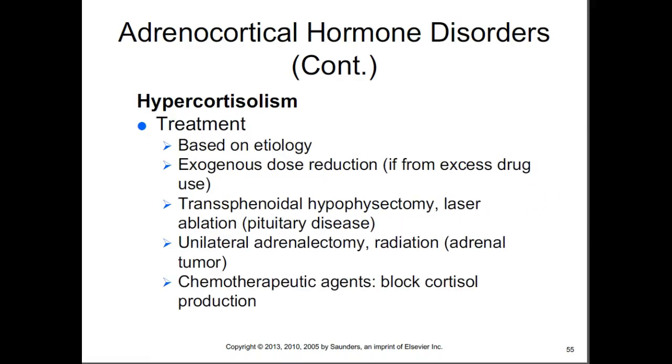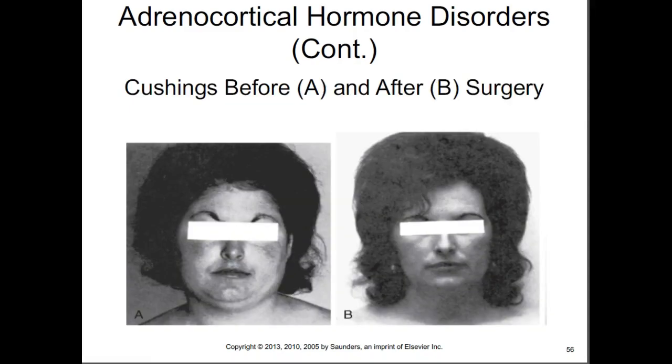Based on the etiology, you're going to treat. You may have an exogenous dose reduction if it's because of too much drug use; transsphenoidal hypophysectomy or laser ablation of the pituitary gland if it's pituitary disease; unilateral adrenalectomy or radiation if it's an adrenal tumor; or chemotherapeutic agents which block cortisol production.